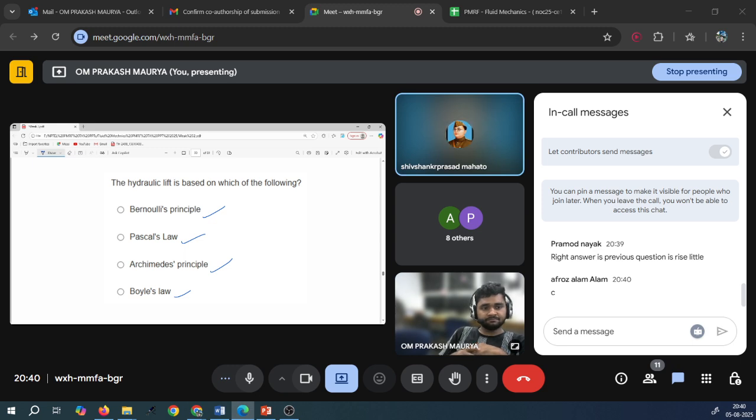Option B, okay. Shiva Shankar Prasad is telling option B, Pascal law, okay, good. Alam is telling C, Archimedes principle. Anyone else?